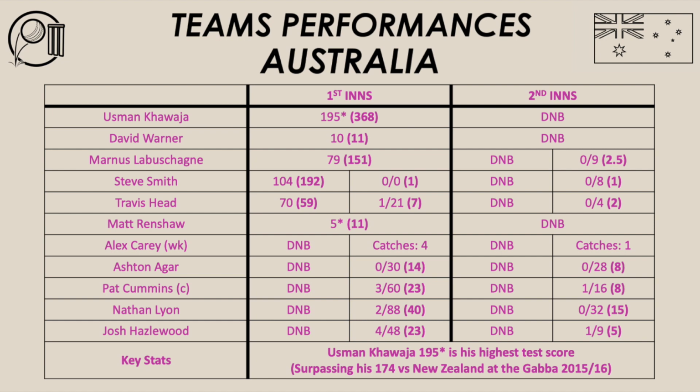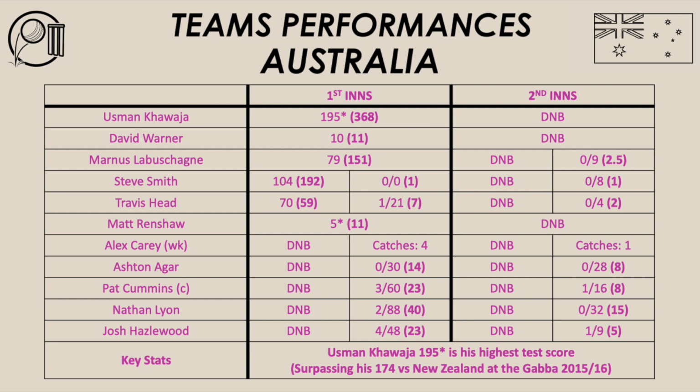He had a quiet summer up until this point of the summer. Usman Khawaja had a pretty quiet series against the West Indies. He had a quiet two Test matches at the start of this series against South Africa, but he was able to back the process, back himself, and score 195 in this last Test of the series.